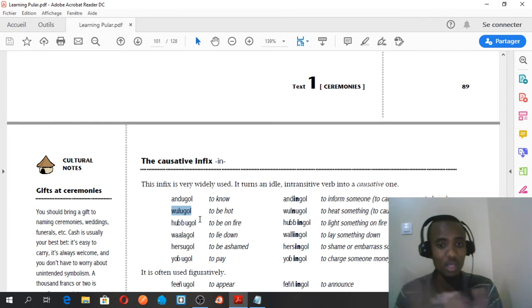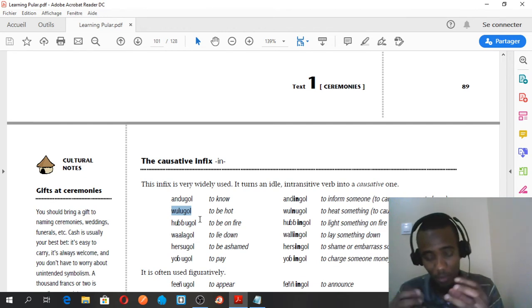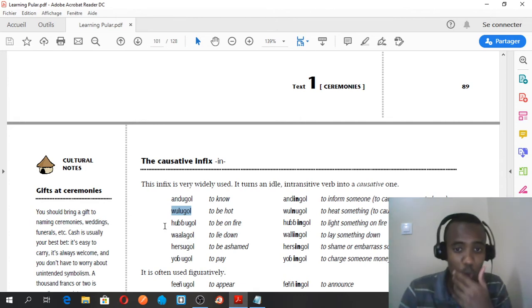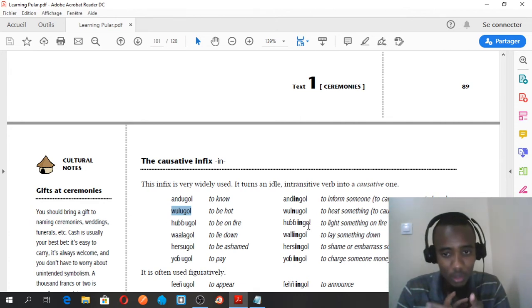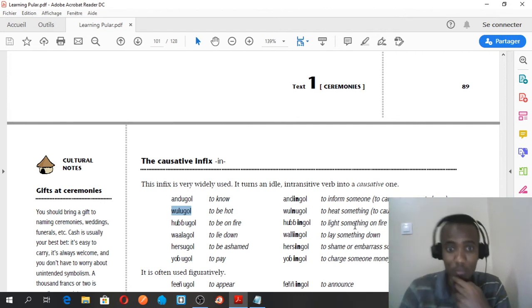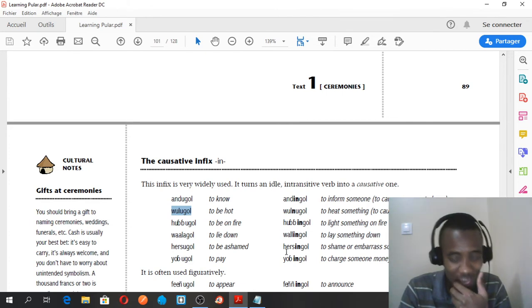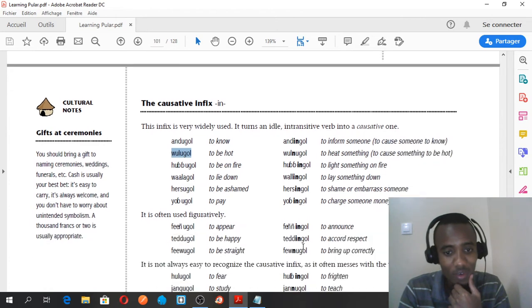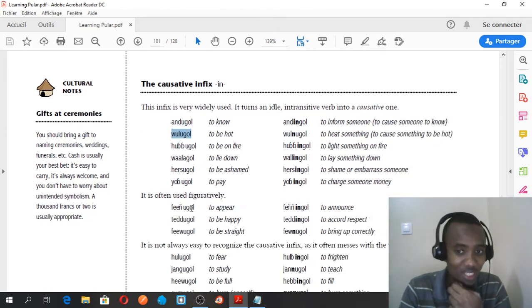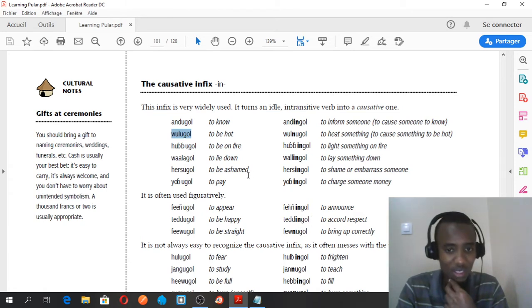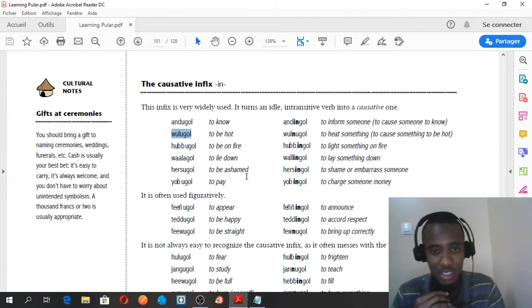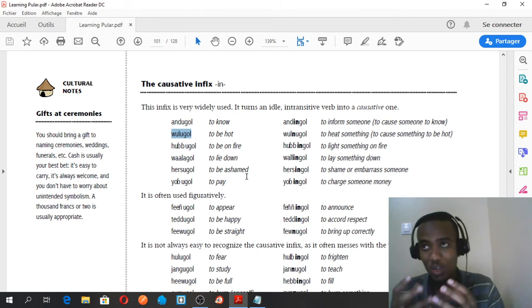In Pular, you have to be very careful. When you double a letter where we don't have to, it can change the meaning. So hupugol, hupingol, to light someone. But also not only to light something on fire, it can also be to start the light, the light of the room. Okay? Walagol, wallingol. Hersugol, hersingol. Yopugol, yubingol. Okay? It's often used figuratively, like finugol, finingol. Now, finugol to appear, like liurundu feni. Liurundu feni, the moon has appeared, has showed up. Finingol now, it means to announce.